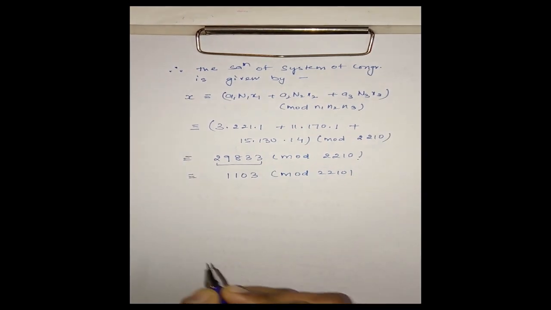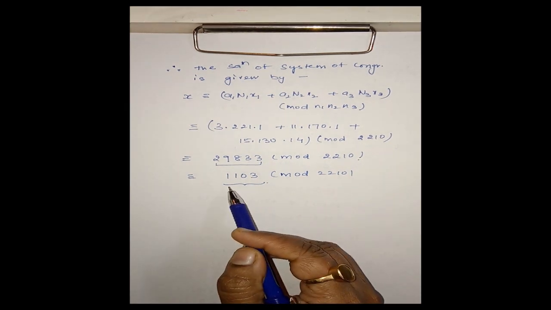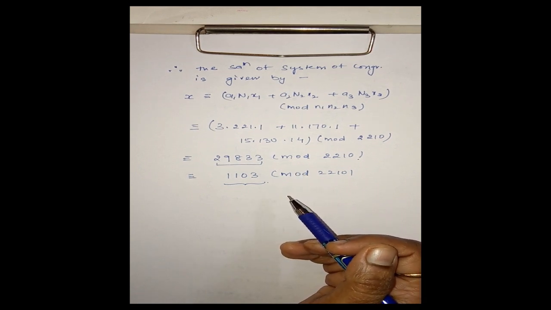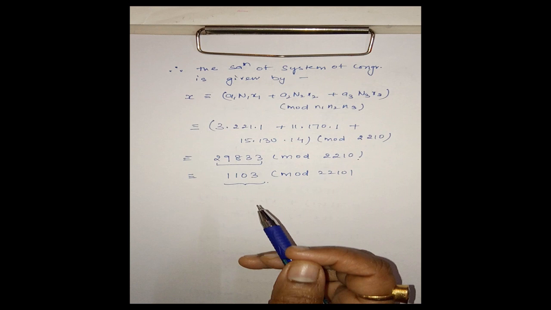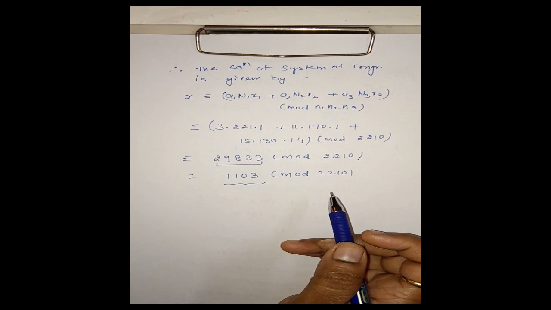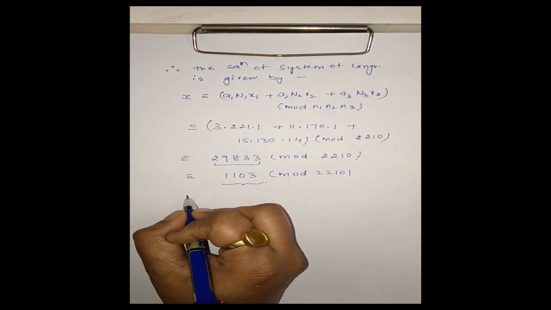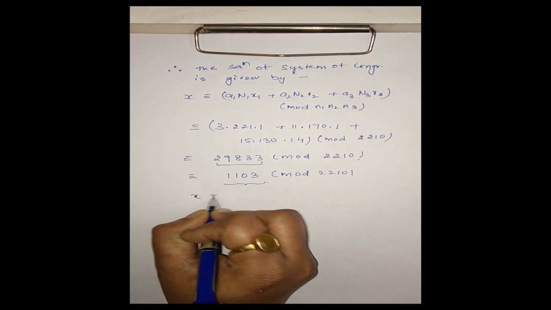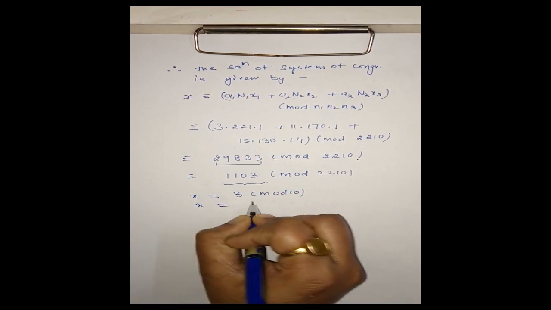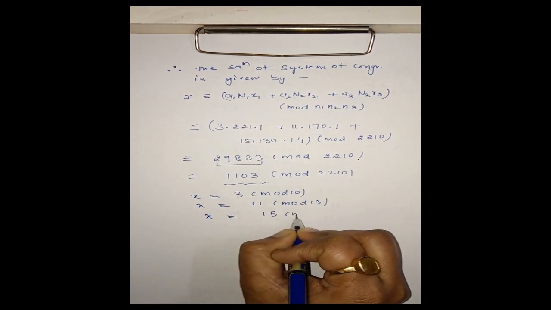That means this is the smallest positive integer satisfying the given problem. It gives the remainder 3 when divided by 10, remainder 11 when divided by 13, and remainder 15 when divided by 17. Let us first check this. First write the congruences. These are the three congruences: x is congruent to 3 modulo 10, x is congruent to 11 modulo 13, and last was x is congruent to 15 modulo 17.